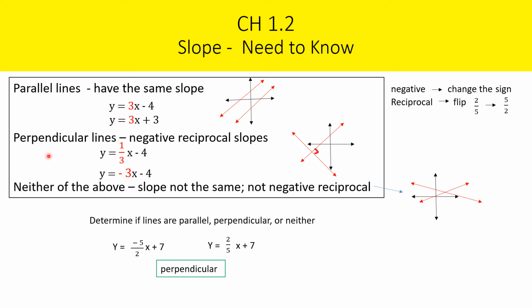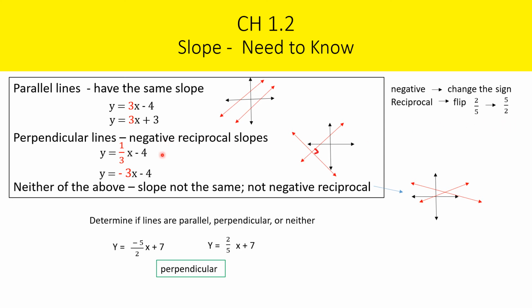Talking about perpendicular lines, that looks like this, and when the lines cross, there's a right angle. And their slopes have to be negative reciprocals. Negative reciprocal means you change the sign. If it's positive, you make it negative, and vice versa. A reciprocal means instead of 2/5, you're going to flip it and make it 5/2.